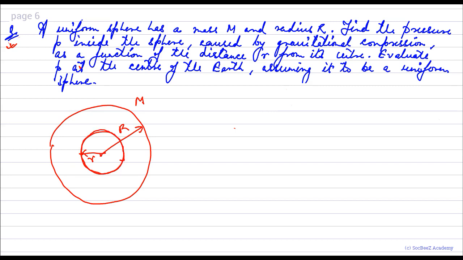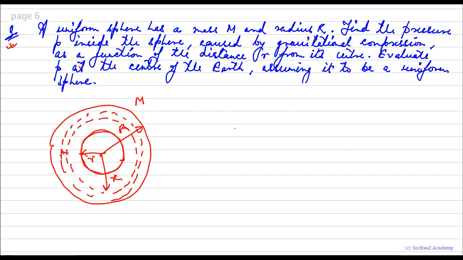Now let us consider an infinitesimally thin shell of radius x. Let's say its thickness is dx. Its mass, let's say, is dm, which is going to be given by 4 pi x square into rho into dx. This is going to be the mass of the shell.